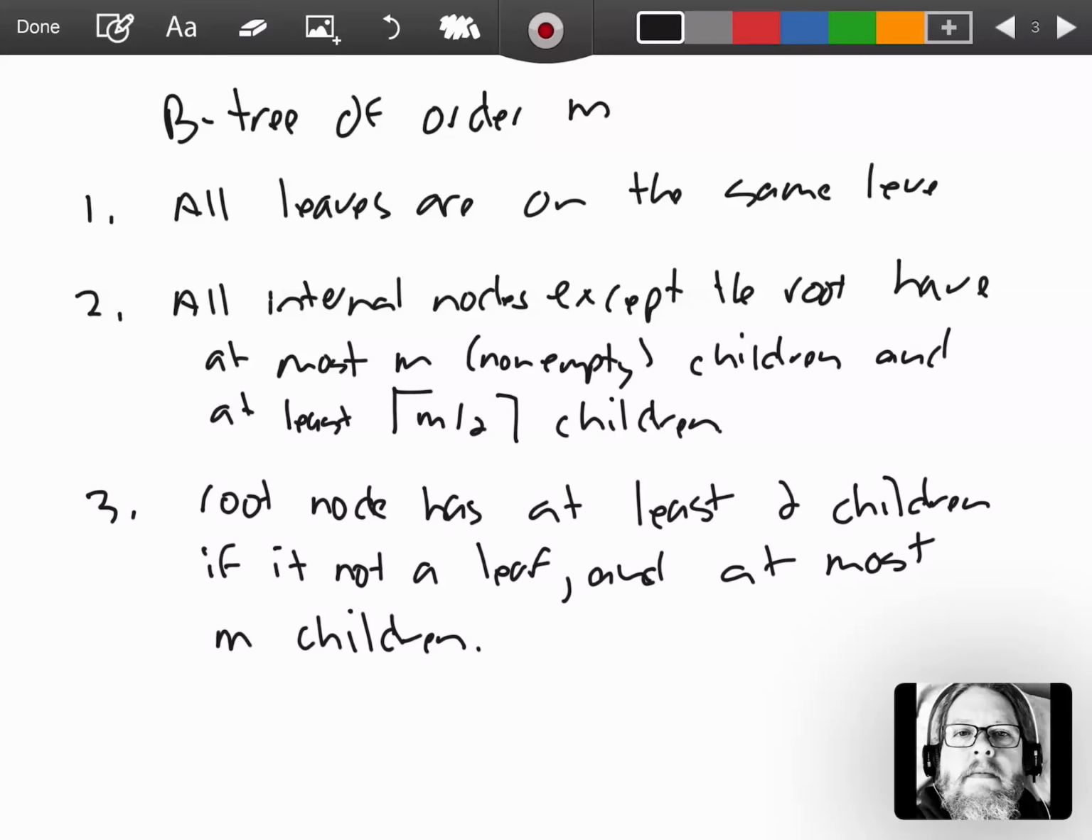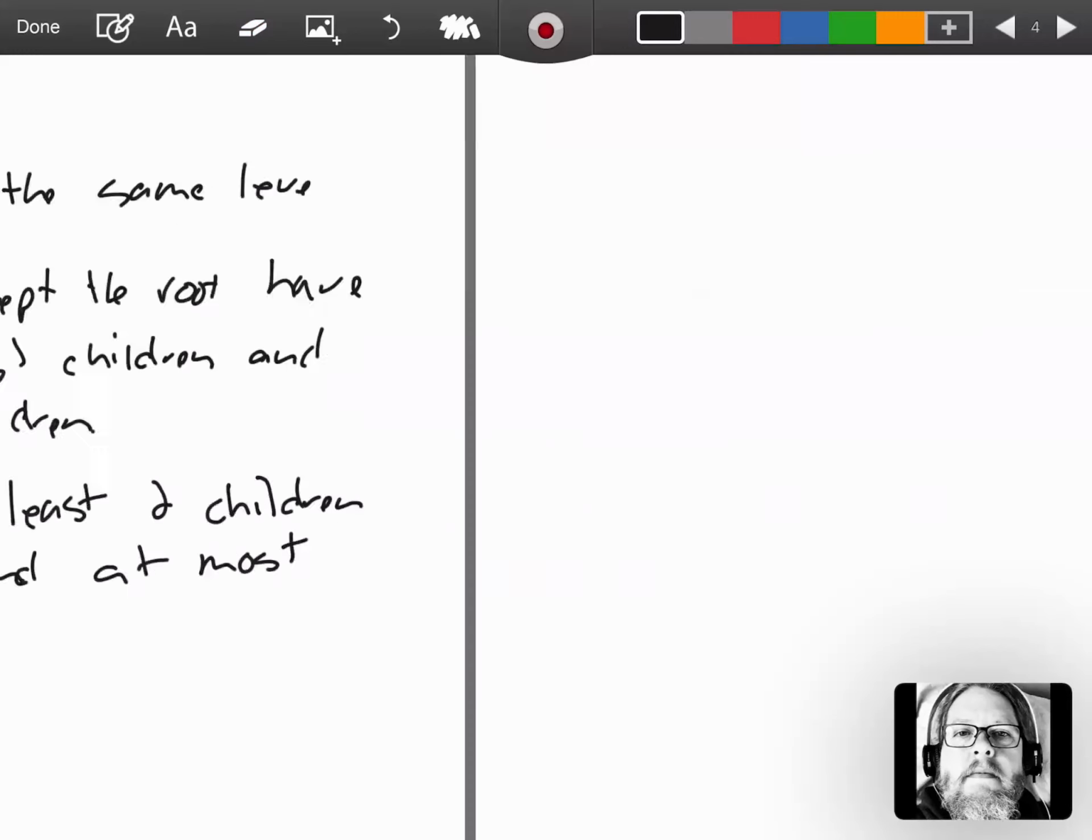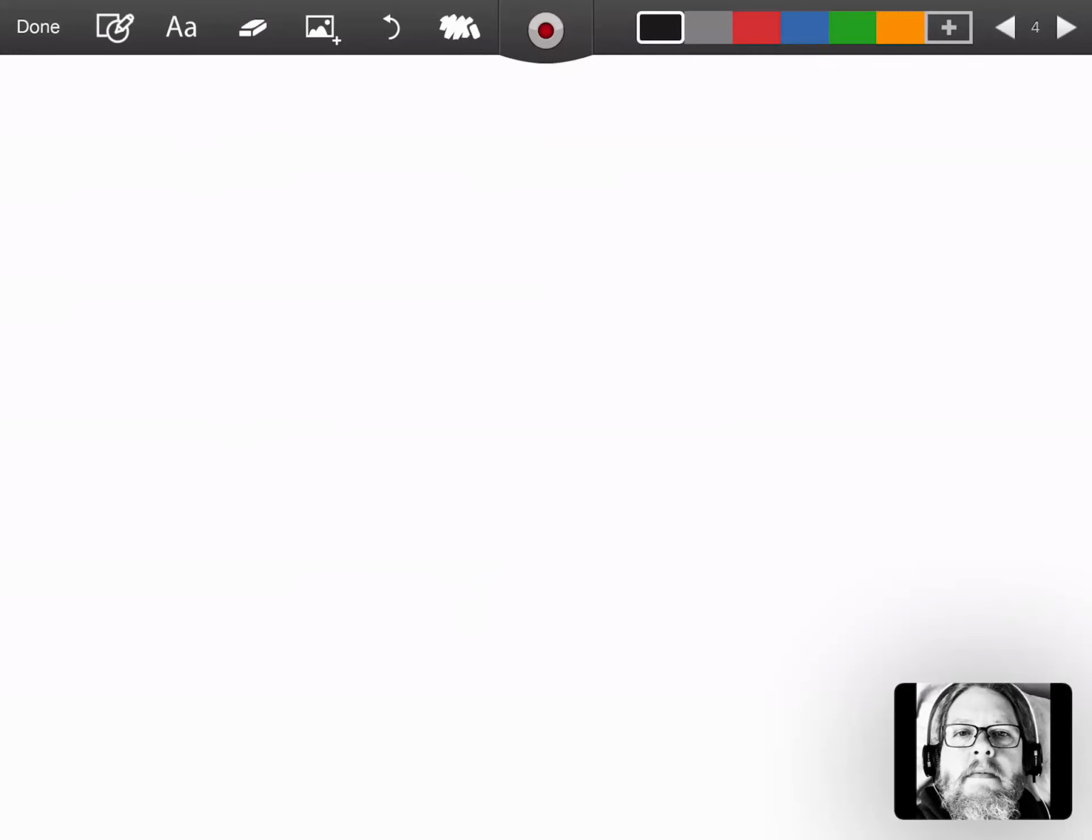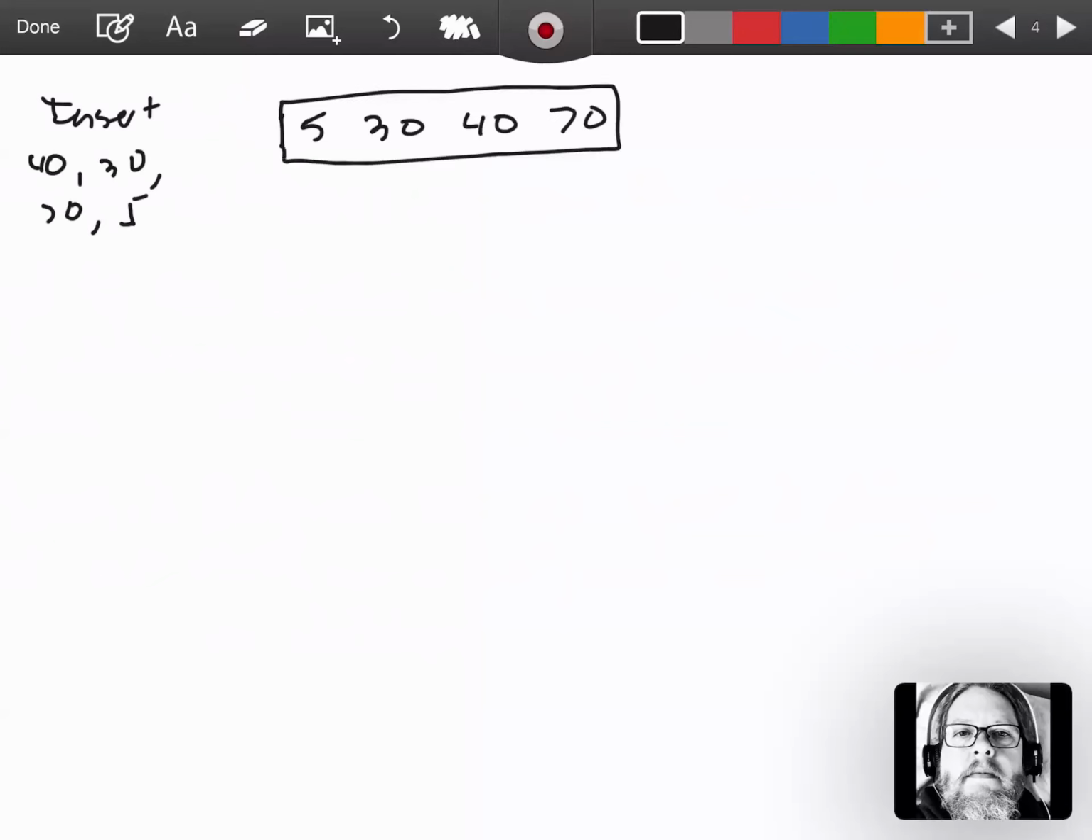Let's go through a quick example of the insertions. So if we want to insert a 40, 30, 70, and 5, all of those can fit, and they would be in order, with a 5, 30, 40, 70. That can all be in one node, so no issue there.